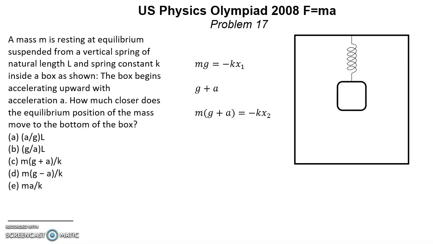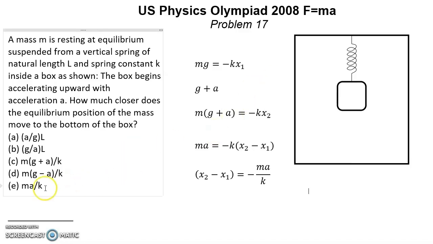So now let's subtract one equation from the other, which describes the displacement of our new equilibrium position, that's x2 minus x1. x2 minus x1 equals negative ma over k. And the question was what is the new position relative to the bottom. So it means that the answer is ma over k, which is E.